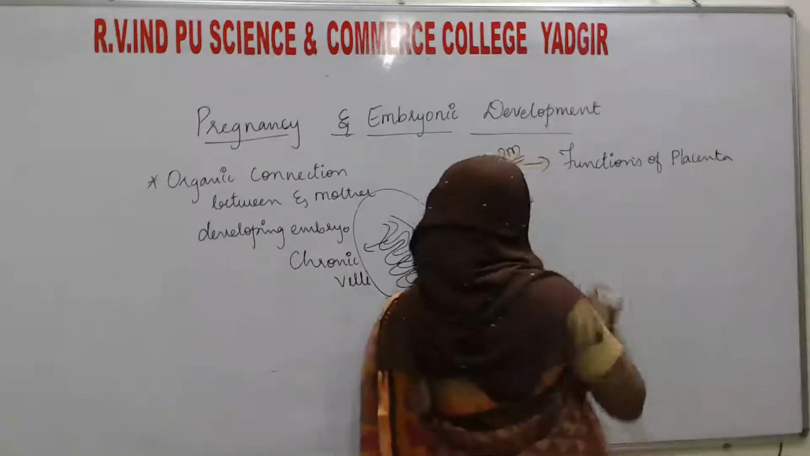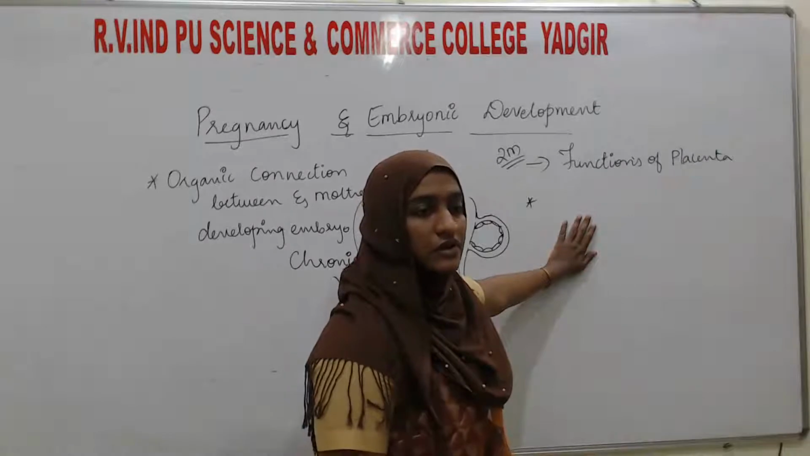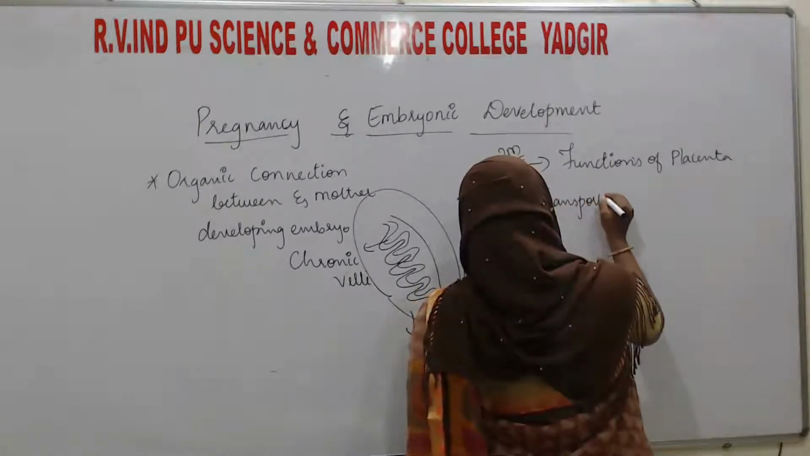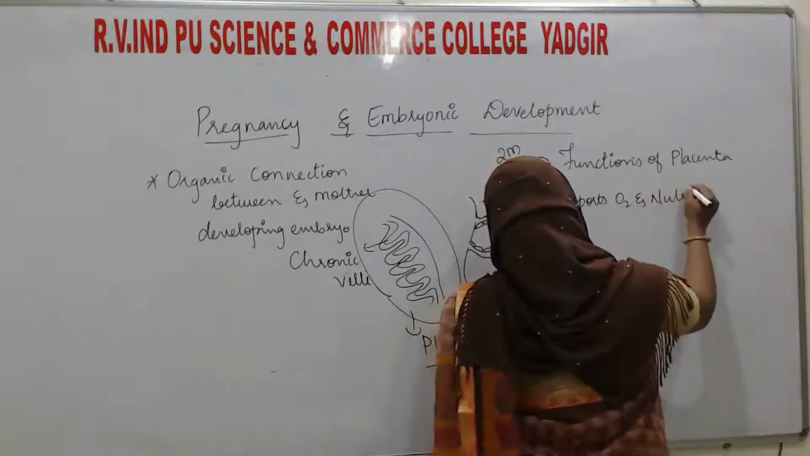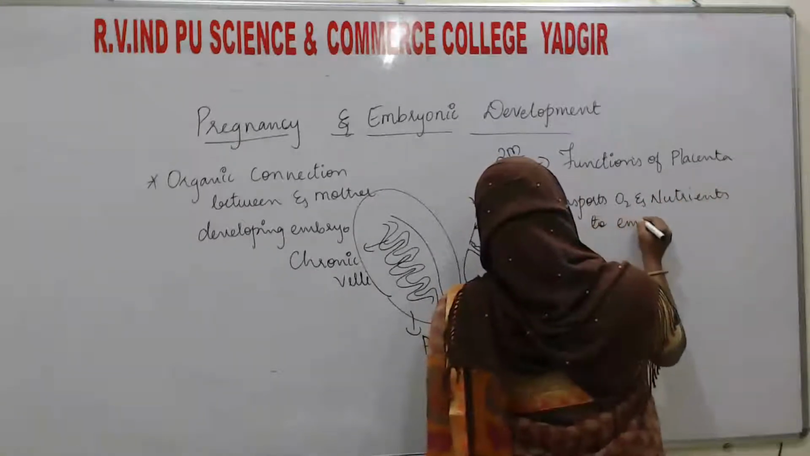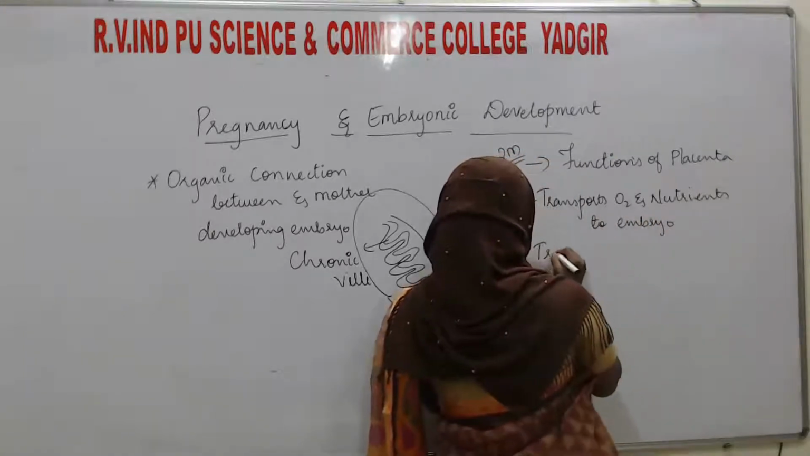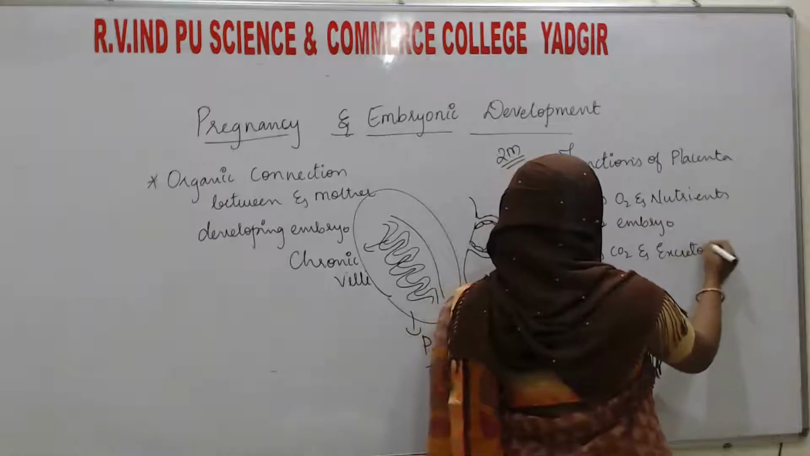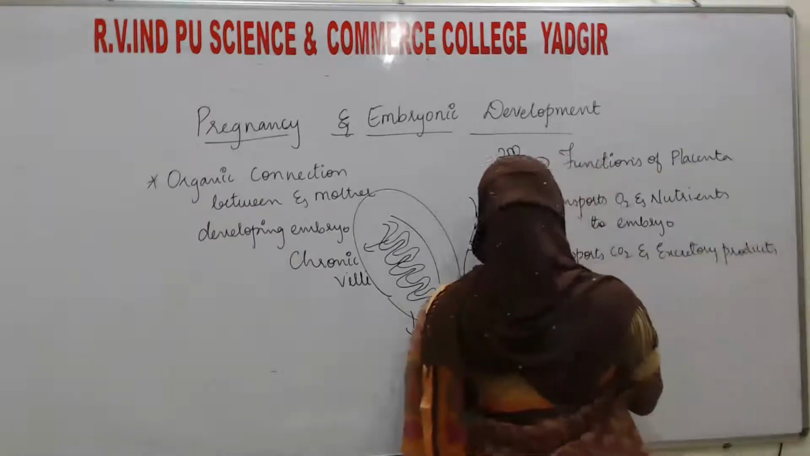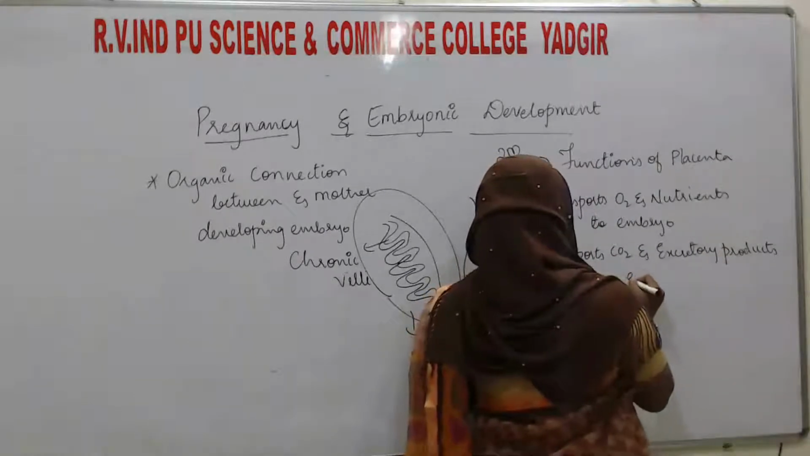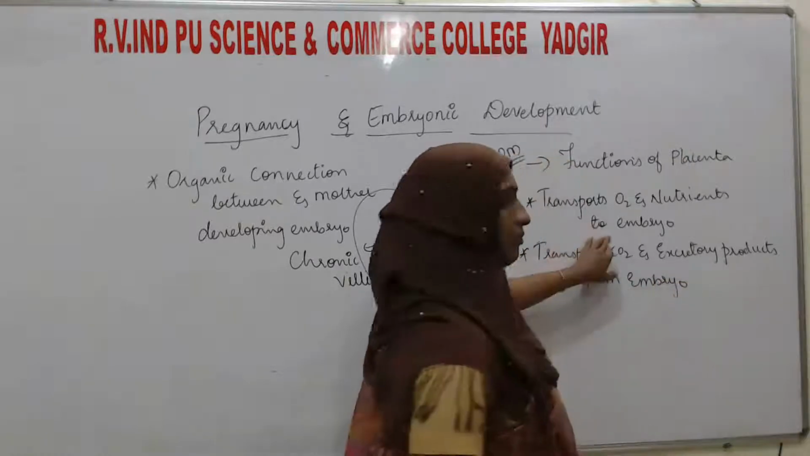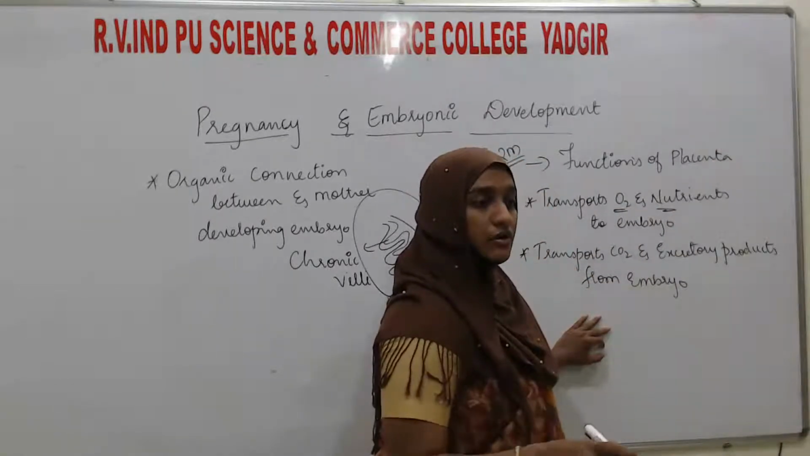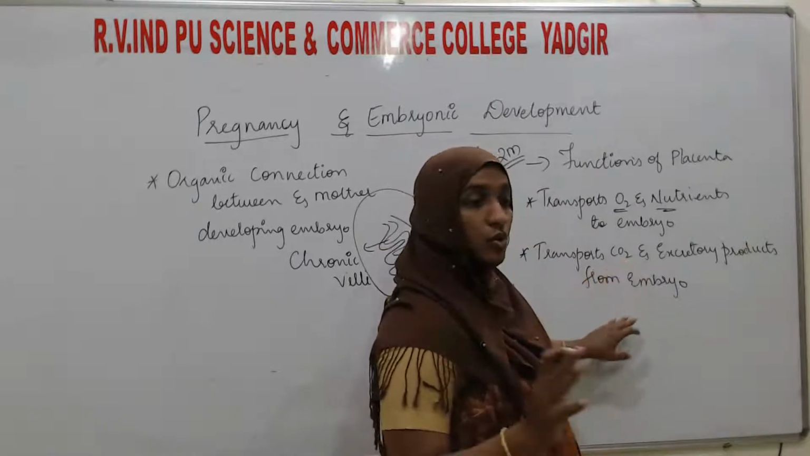The first thing about the placenta: it transports oxygen and nutrients to the embryo. Second, it also transports carbon dioxide and excretory products from the embryo. From the mother it transports oxygen and nutrients. From the embryo, which releases some excretory waste like carbon dioxide, who is going to take that away?